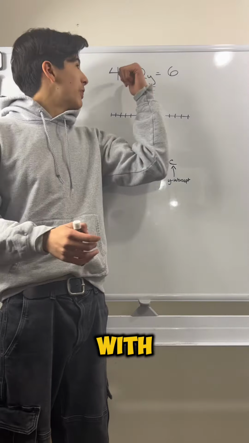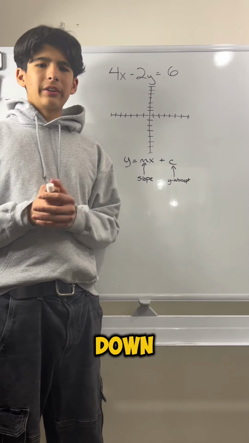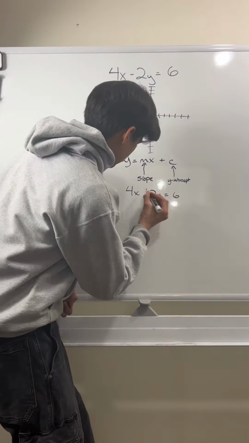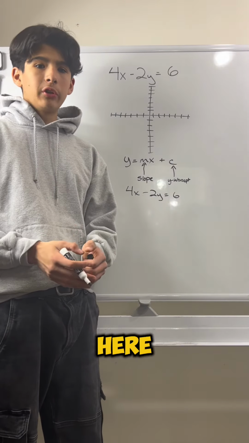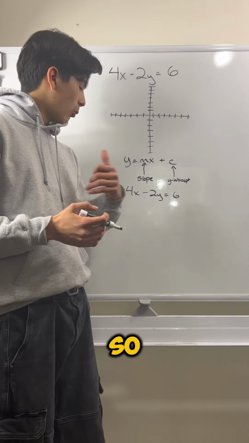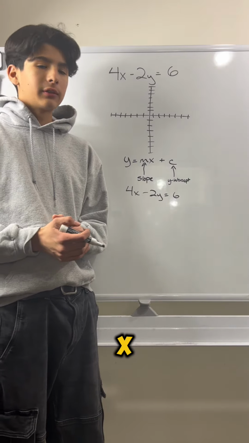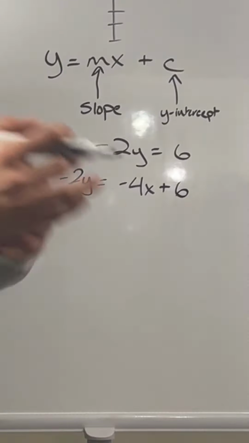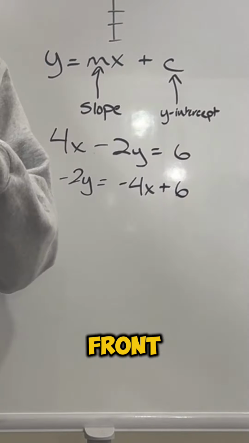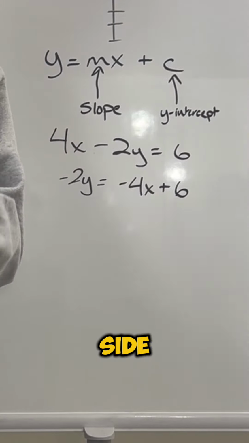So let's apply that with this equation up here. So I'm going to write it down real quick. Now, what we have to do here is we have to isolate the y. So what I could do first is I could subtract 4x from each side to get rid of this 4x. To get rid of this -2 in front of the y, we can just divide each side by -2.